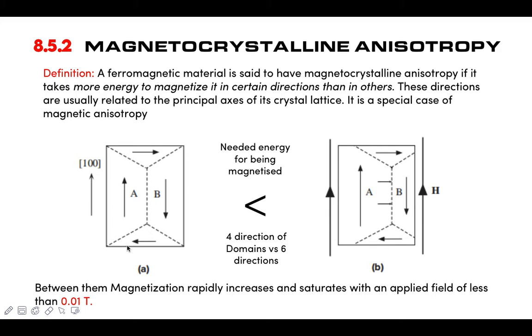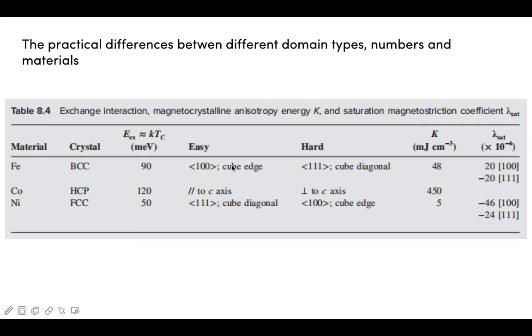But between them, the magnetization rapidly increases and saturates with an applied field of less than 0.01 Tesla. So it's really not a big issue for the final results. The practical differences between the different domain types, numbers and materials of magnetocrystalline anisotropy are presented here.